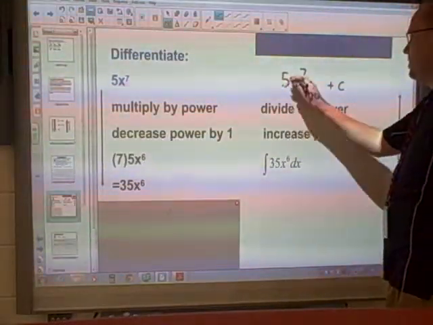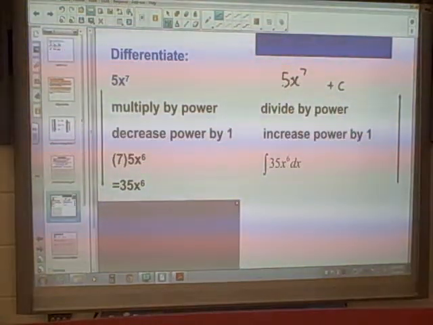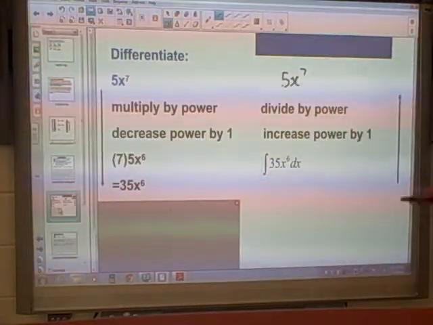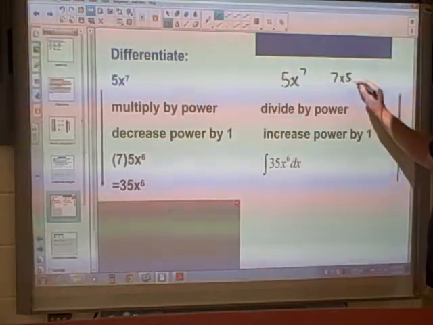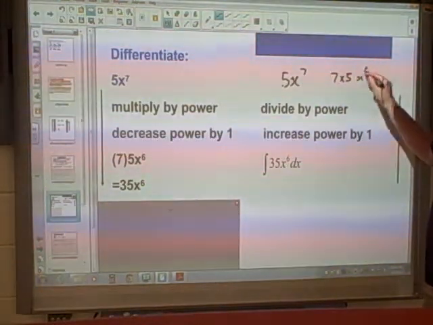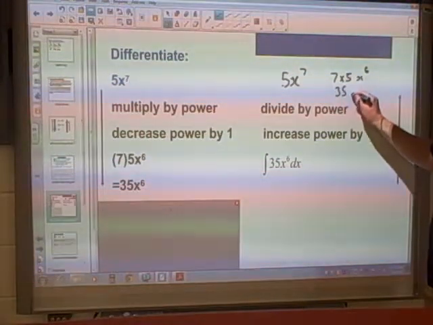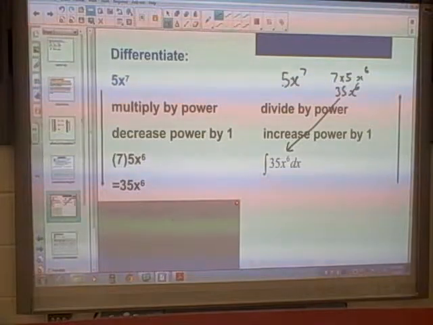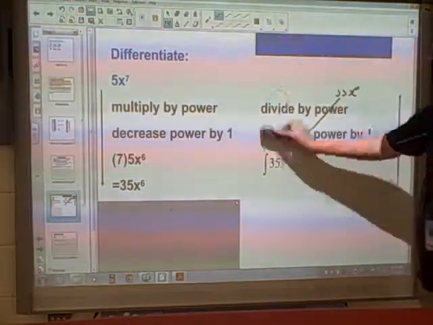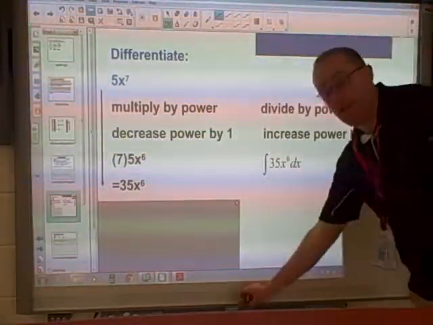Now, you can also check your answer for these questions, so you should always know if you made a mistake or not. If we bring the power to the front here, we've got 7 times 5. Decrease the power by 1, which is 6. 7 times 5 is 35. And sure enough, it's exactly what we thought it was. So that's a nice little check that you can use to make sure that you have integrated correctly.